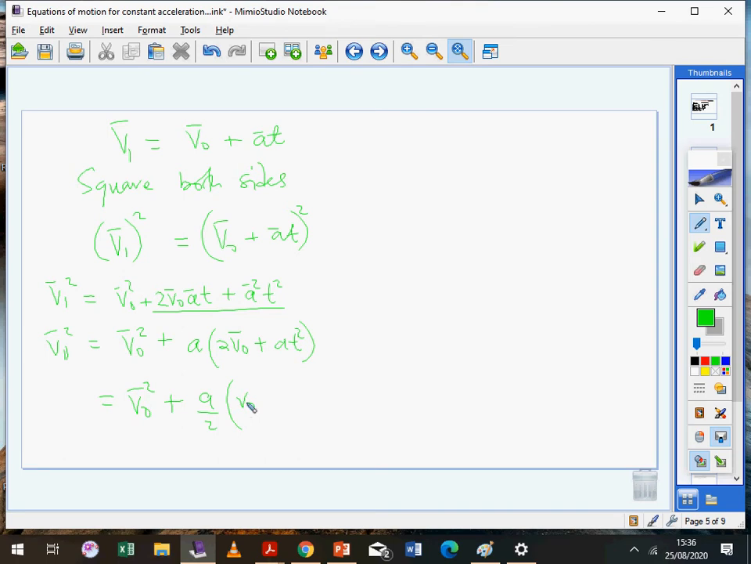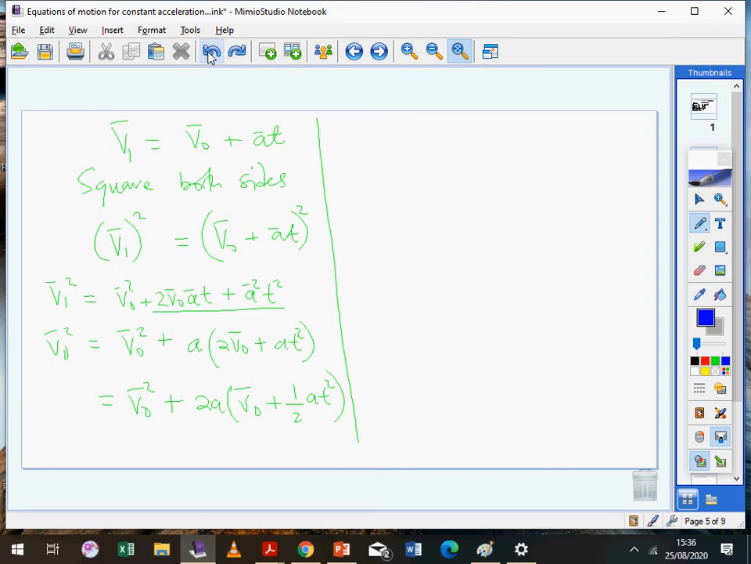Sorry, if I pull out 2, not a half. If I pull out 2, I'll be left with V0 here plus half AT squared. Because if I were to multiply that 2 back inside, this will become 2V0, and this 2 with the half would go back to 1. So I've not changed anything. I've not changed the meaning of this equation.